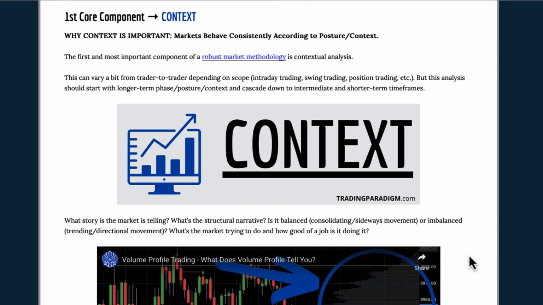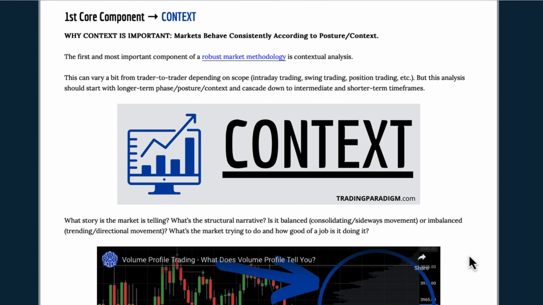Context is king. Contextual analysis can vary a bit from trader to trader, depending on the time frame that they're operating in and their personal style. But even as a short-term active intraday trader, I still care about market structure and context on a weekly, monthly, and even yearly basis. And I typically start my analysis with the higher time frames and cascade down to intermediate and short term. The point is to understand the story that the market is telling.